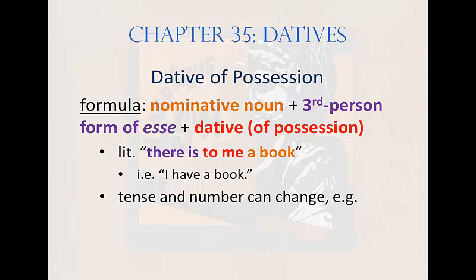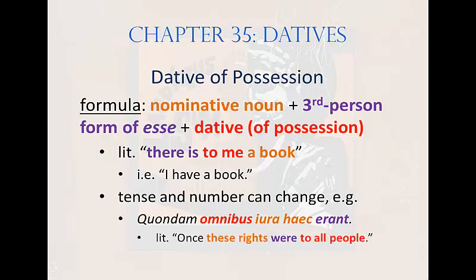For example, quondam omnibus jura haec erant. Literally, once these rights were to all people. Erant is plural and imperfect. A smoother English translation of this sentence would be, all people once had these rights.